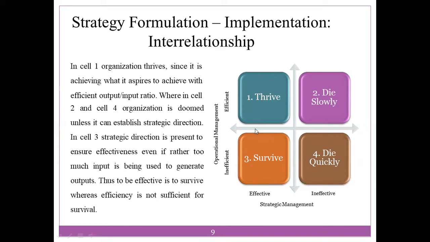And the third cell is survive, where the strategic direction is present to ensure effectiveness, even if too much input is being used to generate the output. Thus, effectiveness helps it survive where efficiency is not sufficient for survival. So operation management is inefficient in the survive mode, but the strategies are effective. So this is the relationship between strategy formulation and implementation: we formed a superb strategy, but if it is not implemented well and on time, then it is of no use.